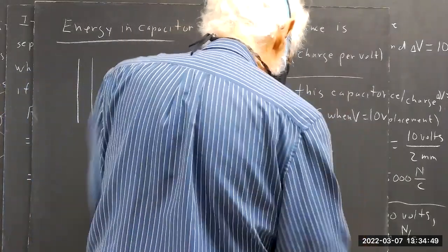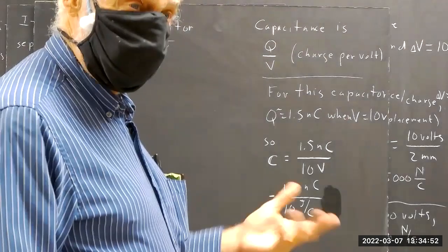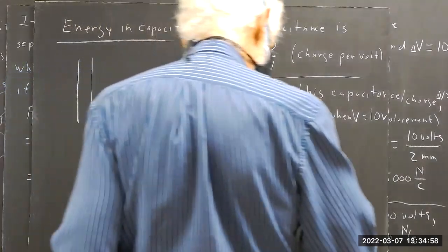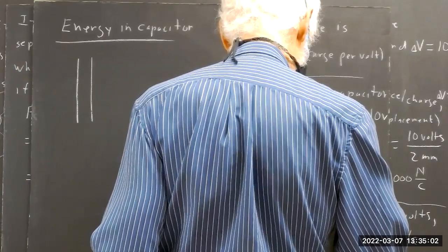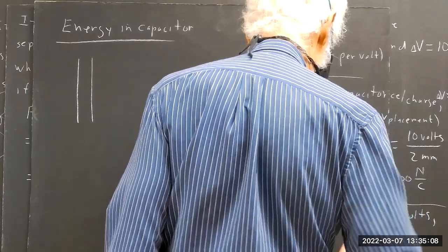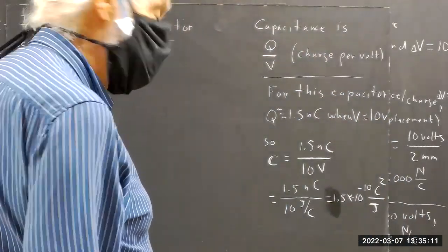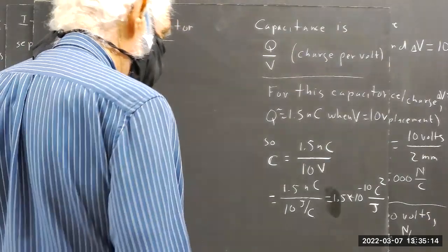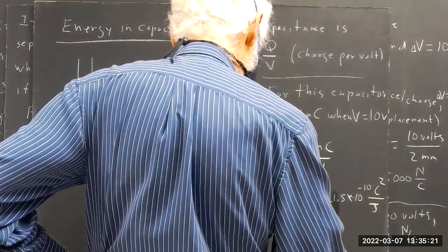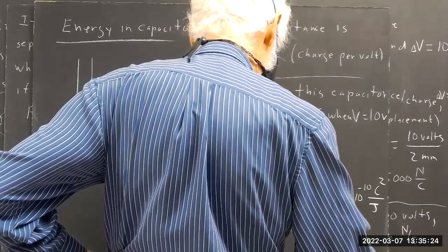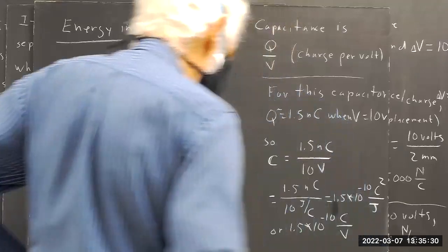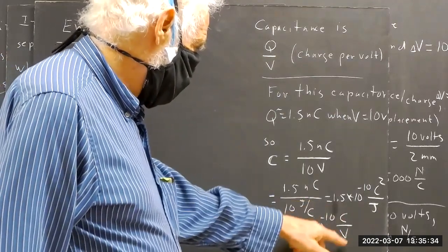We can work out the details, and you can make that 1.5 times 10 to the negative 9. If you divide by this, you get 1.5 times 10 to the negative 10. Now, the unit is coulomb squared per joule, but more commonly, we just make that coulombs per volt.